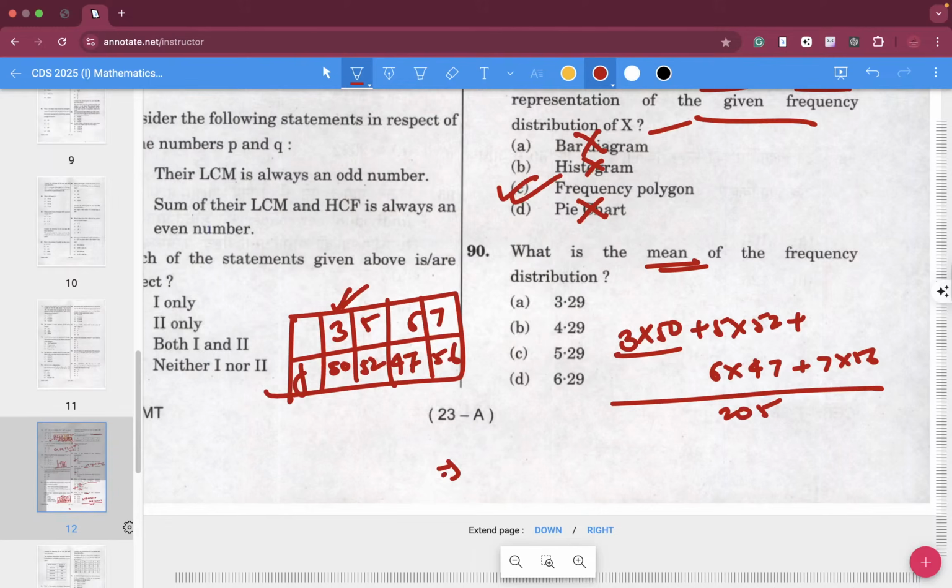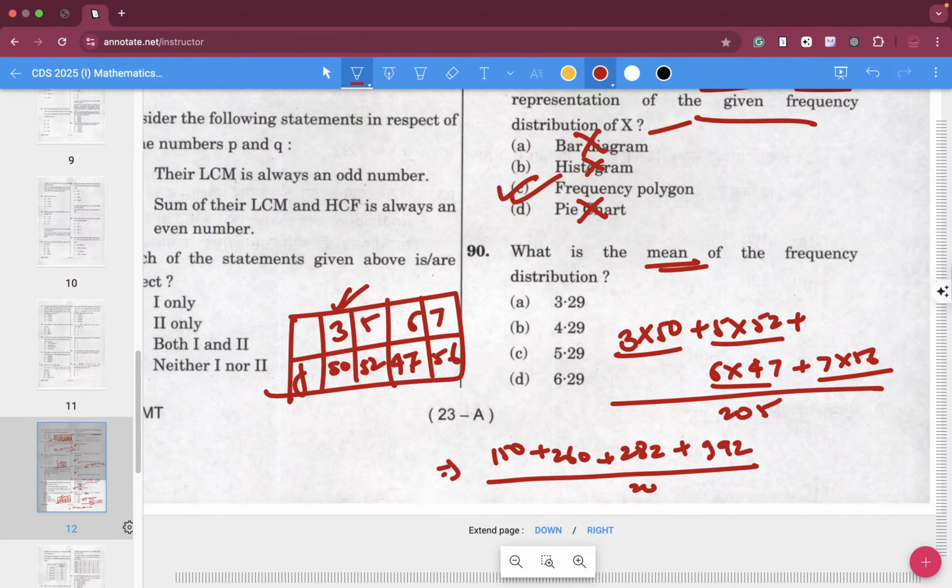This particular value is obviously 150, plus this value, 260, plus this value, 47 into 6, 240 plus 42, 282. 282 plus this value, 7 into 56. 7 into 56 is 350 plus 42, 392, divided by 205 is what we are having. So this is the value that we have over here.